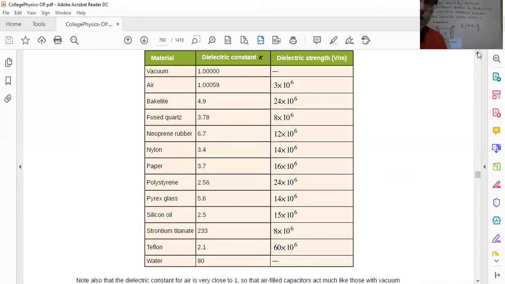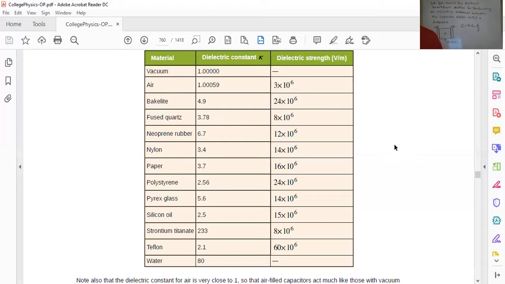So notice here that the right hand column is the dielectric strength. That's in volts per meter, the units for electric field. Air looks like it has the weakest dielectric strength of all the materials that you see. Air is only 3 times 10 to the 6 volts per meter.